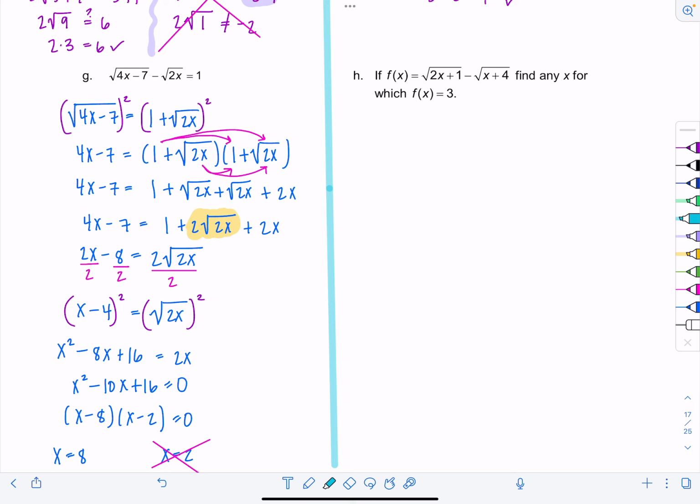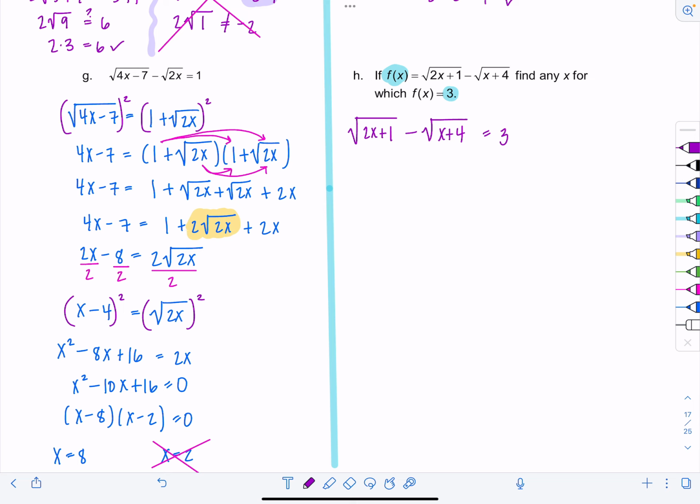So basically, to start the problem, you have to write the equation and replace f of x with 3. So you're going to set that expression, that function, rad 2x plus 1 minus rad x plus 4, equal to 3. Okay. And then, like we did last time, isolate one radical, square both sides, clean it up, and then repeat the process. Isolate the other radical. Okay? I know this is a little challenging, but why don't you guys pause the video, give it a try on your own. Let's see how far you can get.